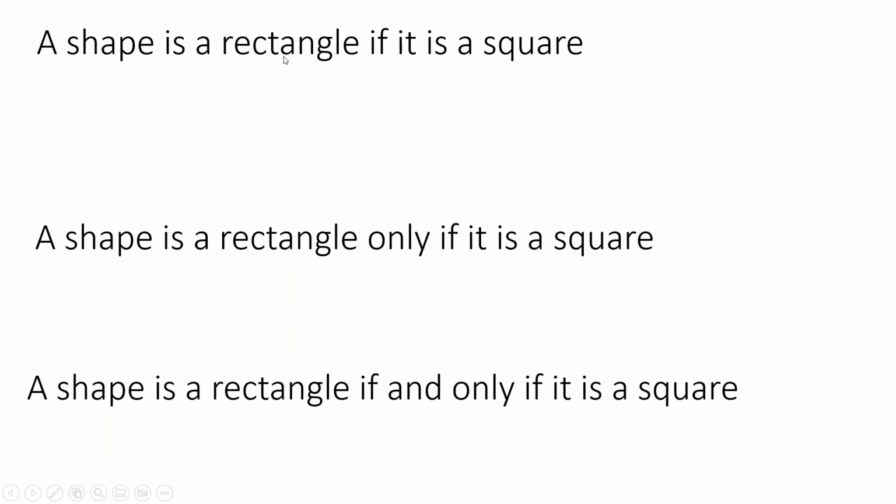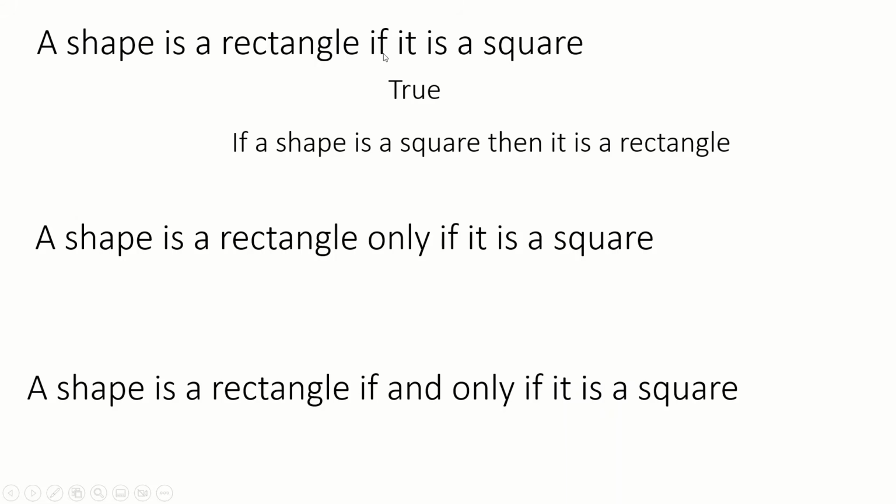Good, so a shape is a rectangle if it's a square. Let's just write an if-then statement. We swap the two statements over when it's an if, so we're going to say if a shape is a square, then it is a rectangle. That will be our if-then statement, but this is clearly true, right?